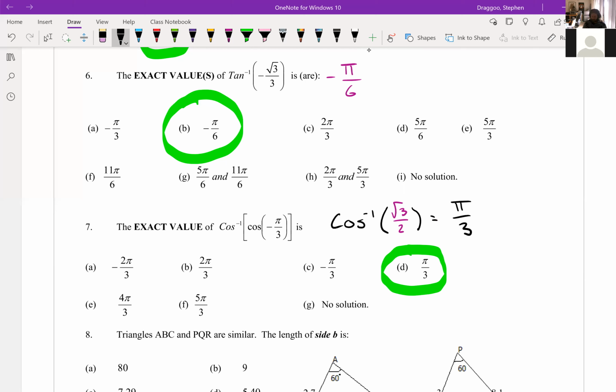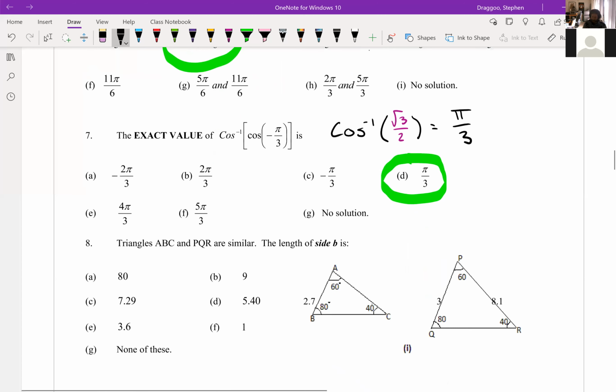One thing that's maybe worth pointing out, cosine of pi over 3 and cosine of negative pi over 3 have the same value. They're both positive root 3 over 2. But if I take the inverse cosine of negative root 3 over 2, I would only get positive pi over 3, since I need to be in the first quadrant. Or the second quadrant, but again, it came up positive. So first quadrant.